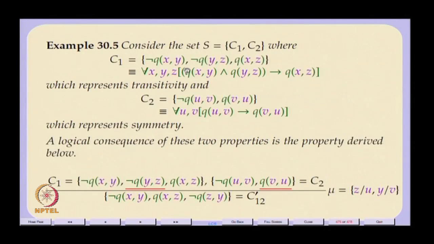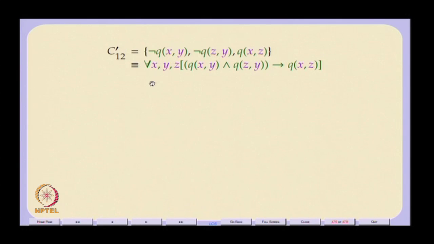Okay, let's just do another example. So here's a set, which essentially represents the example that I pointed out last time, which we did not do. Yeah. So if you have transitivity and symmetry of a relation, then you can derive this. Yeah.